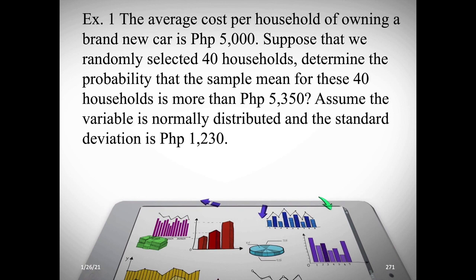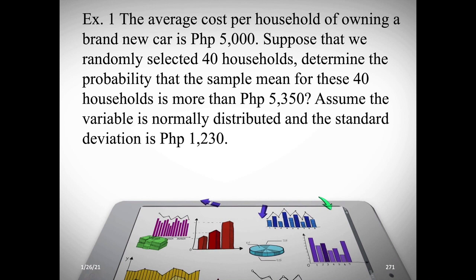Now, let's have here an example. So, the average cost per household of owning a brand new car is 5,000. So, ayan, 5,000. Suppose that we randomly selected 40 households. Okay, so 40 households, kinuha, nag-select. Determine the probability that the sample mean for these 40 households is more than 5,350. Assume the variable is normally distributed and the standard deviation is 1,230.